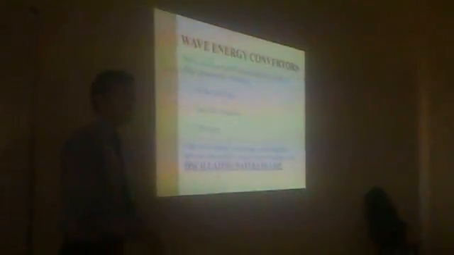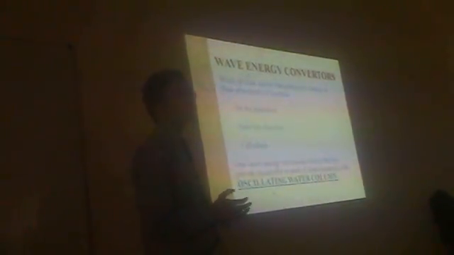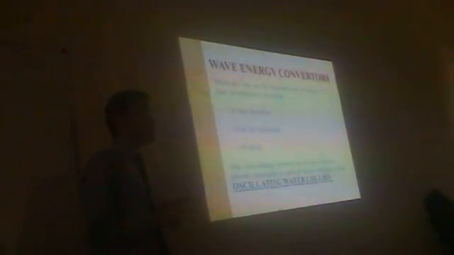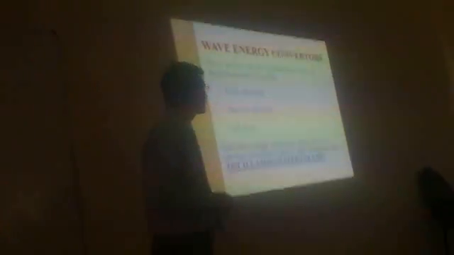Now to harness wave energy, we install devices depending on three conditions. First of all, at the shoreline. Second, near the shoreline. And third is offshore. And the device which is used in this harnessing is the oscillating water column.